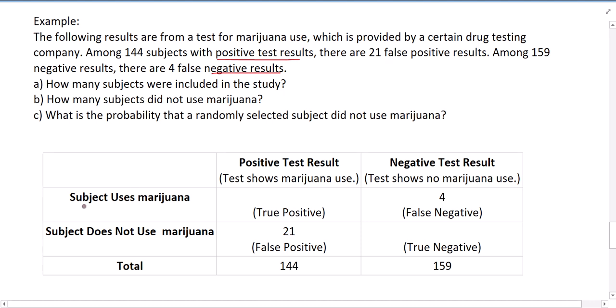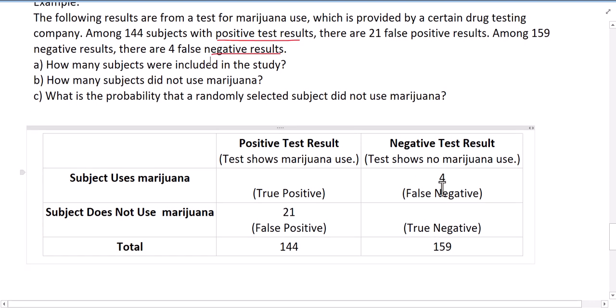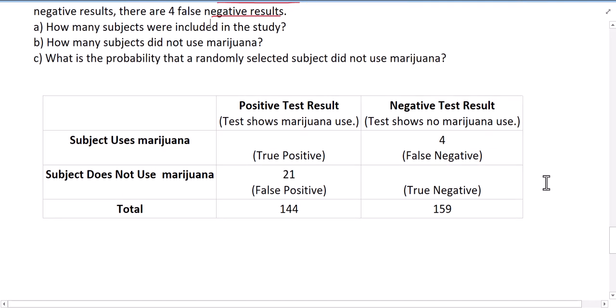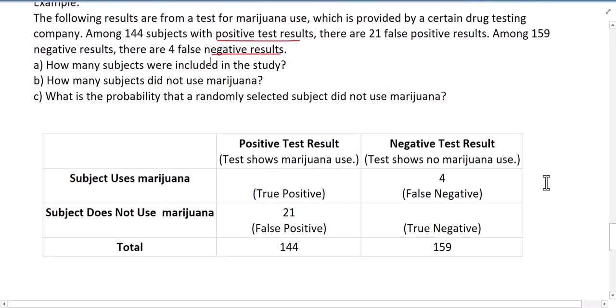So I chose subject uses marijuana and does not use marijuana to be my rows, and test results positive and negative to be my columns. I could have reversed this and have test results be the rows and people using and not using be the columns. It's just a matter of preference. But once I see those, I can start a table. And so I start putting things in.